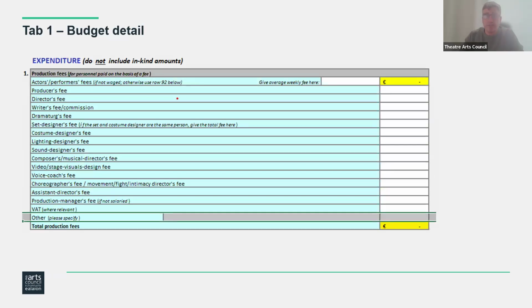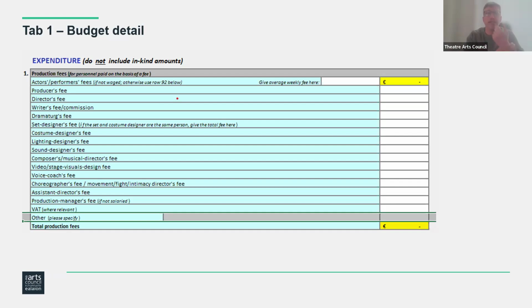Okay, and then expenditure. So yeah, sorry, just to say that real quickly, the difference between the income that you're getting and the expenditure, the cost of what it is you're proposing, that difference will be the subsidy that you're seeking from us, from the Arts Council.